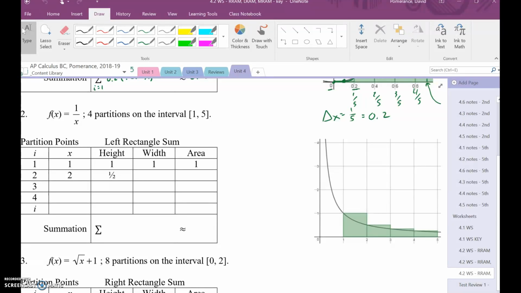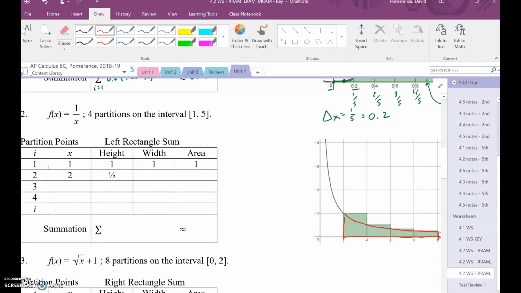So let's try another one. We've got a new function. 1 over x is our function. We're going to try to approximate the area bounded by the curve 1 over x and the x-axis from x equals 1 to 5. That's the interval that we're given. So we're trying to find the area inside this red boundary right here.